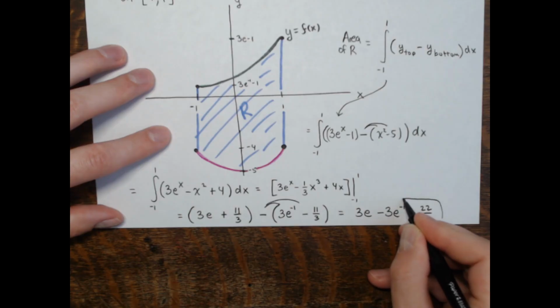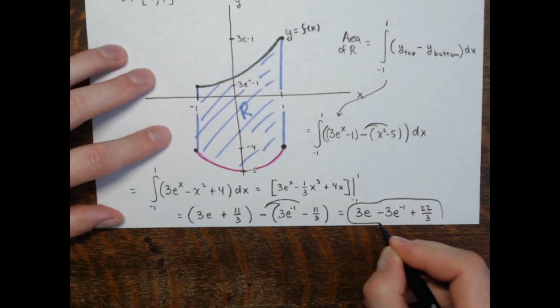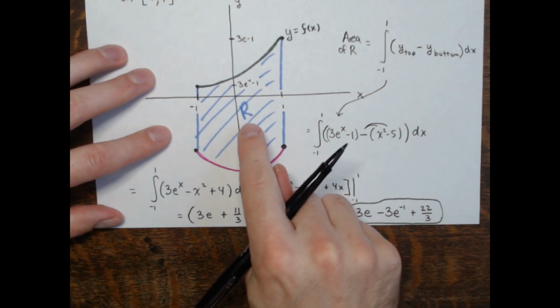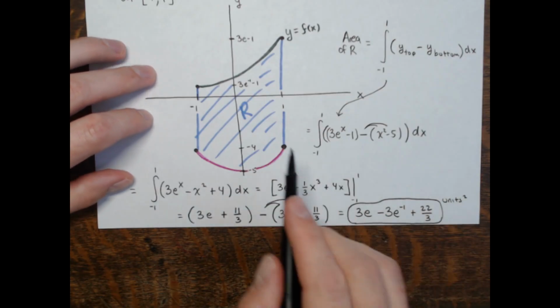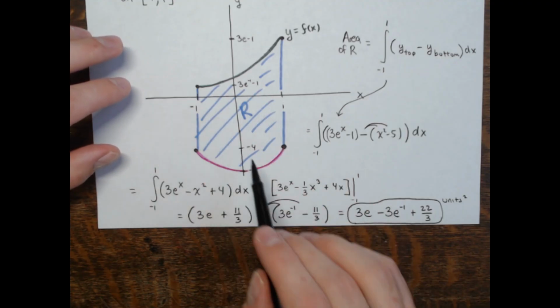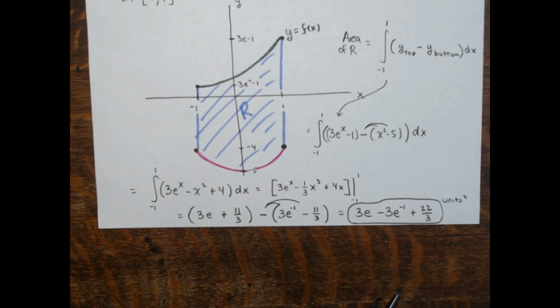And none of these really go together. So here's what I'm going to be entering for the area, and this of course would be area, so they got the words, square units there. That's going to represent the area of this region.